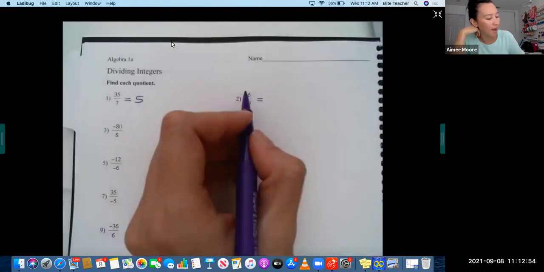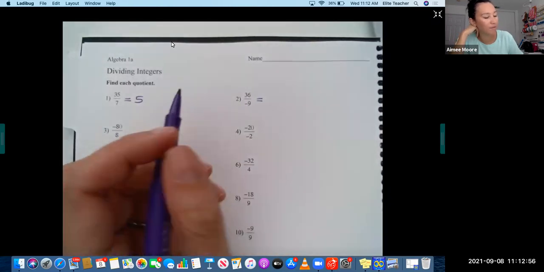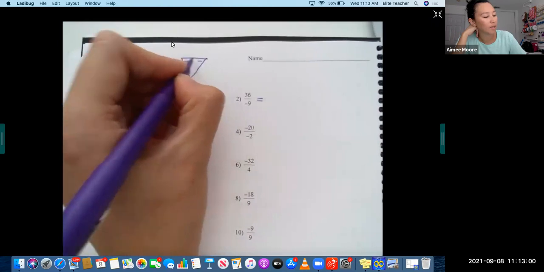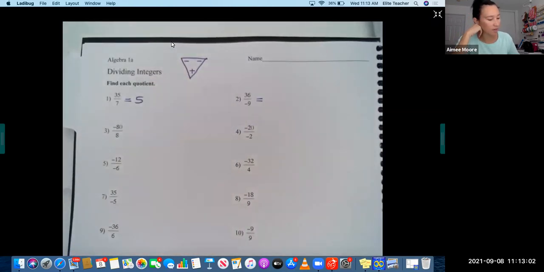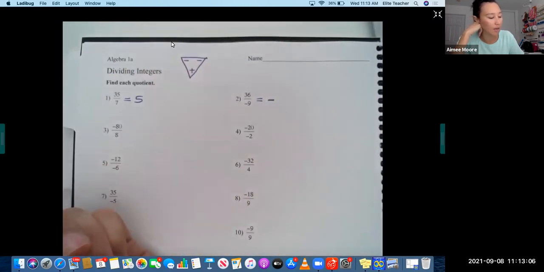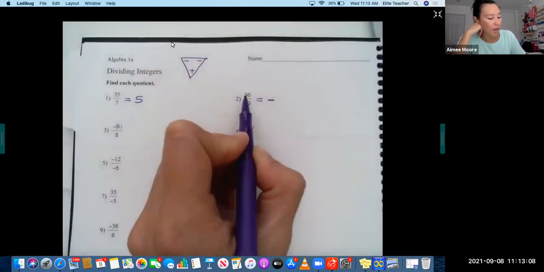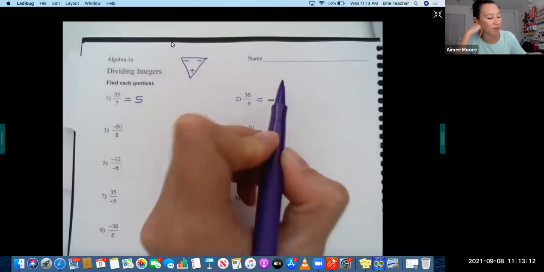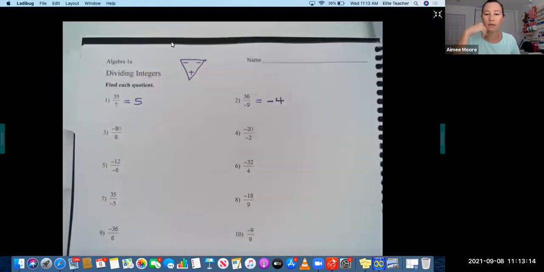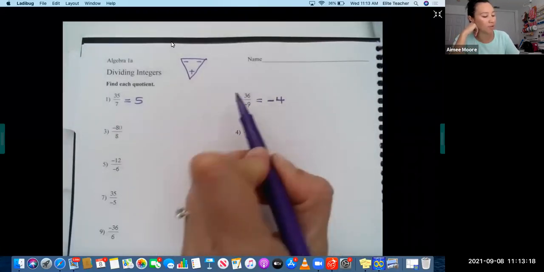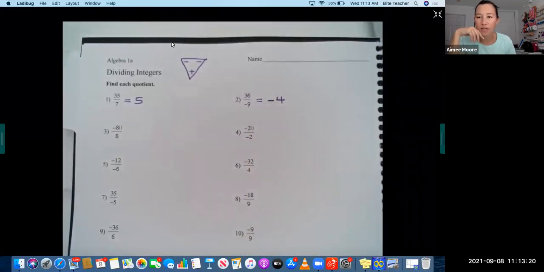Number 2, we have 36 divided by -9. And we can draw our little triangle too to help us in case. But we know we have different signs, so our answer is going to be negative. And 36 divided by -9, well, 9 times what would give me 36? 9 times 4. So it's -4, and then check your work. -9 times -4 is positive 36. So we did it right.